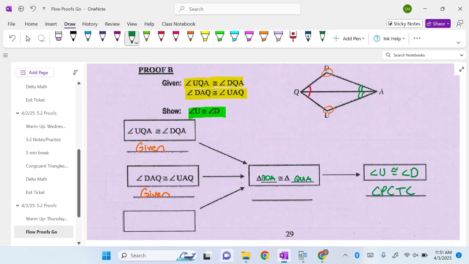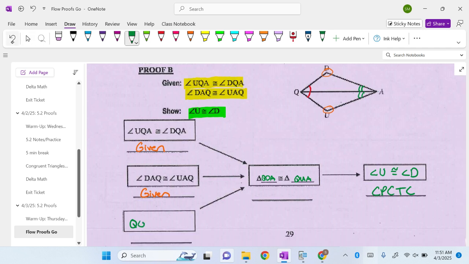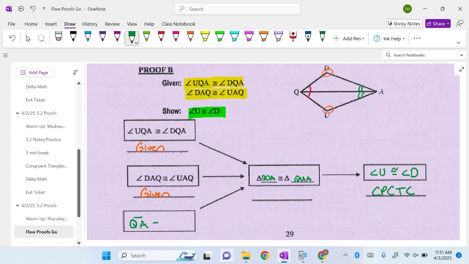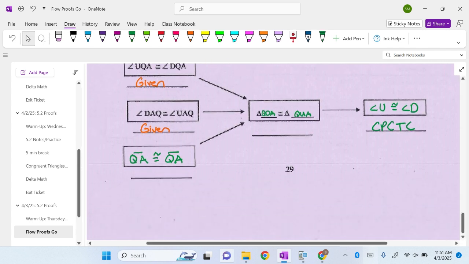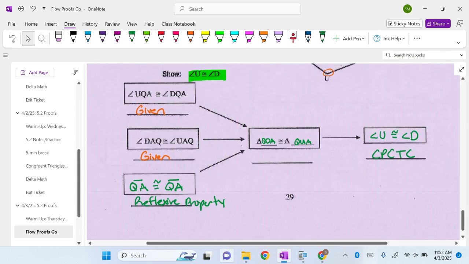QA. Why QA? It's a side that they share. So QA is a side that both triangles share. So we would state this, that segment QA is congruent to segment QA. So we're saying that this segment is congruent to itself. What property allows us to do that? It's on your statements. It's the reflexive property. So this is by the reflexive property, because they share that side.